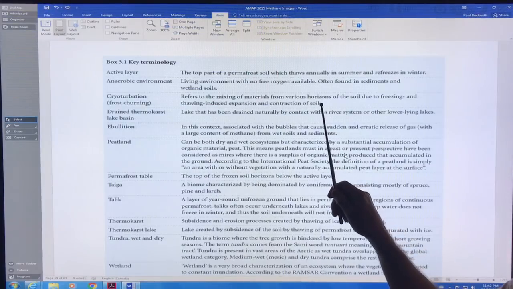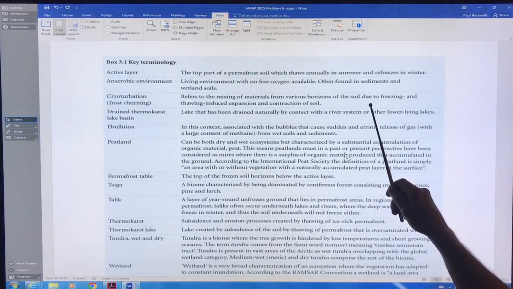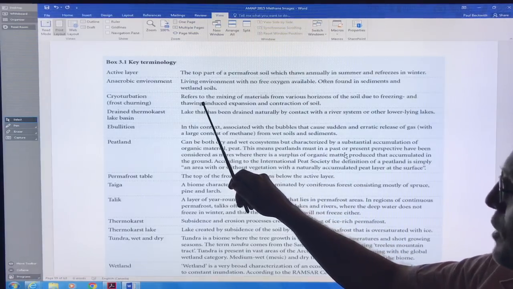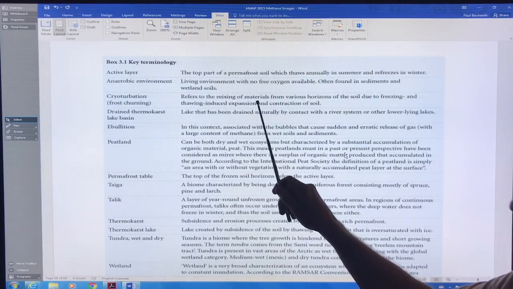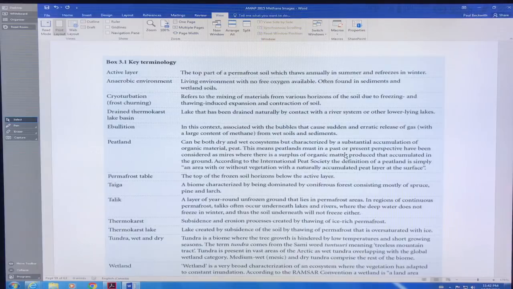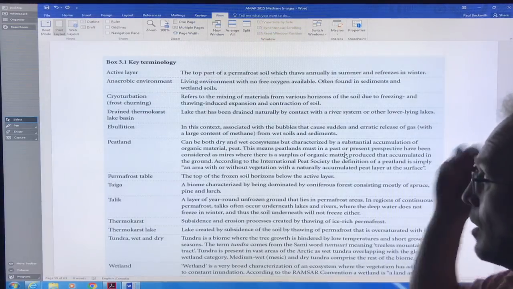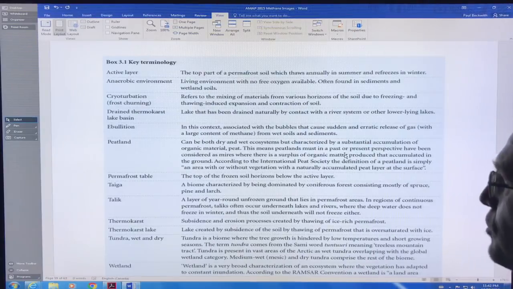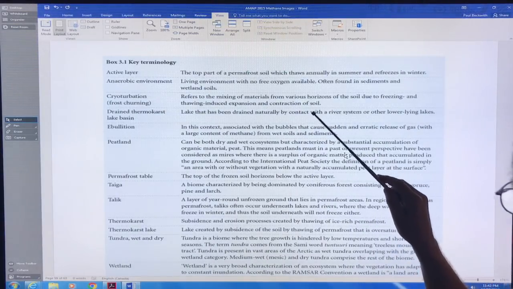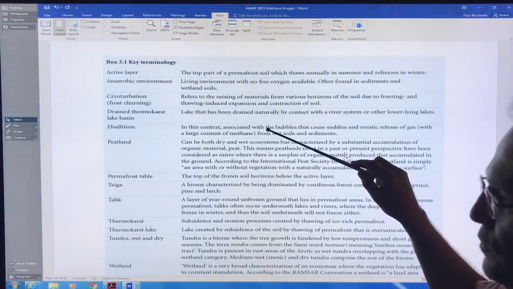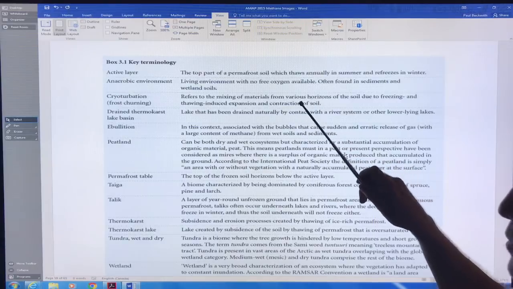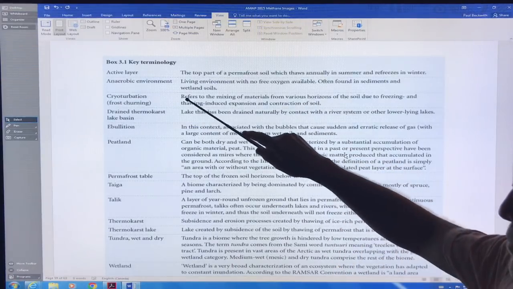Cryoturbation or frost churning. Various horizons or layers of the soil, there's freezing and thawing. So when you get freezing, you get expansion, thawing, you get a reduction or contraction. This causes cracks in the soil, it causes hexagonal patterns, it causes different things. And if there's organic material that then thaws out, it could be broken down and you can get the methane produced.